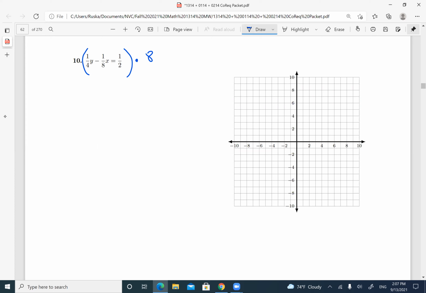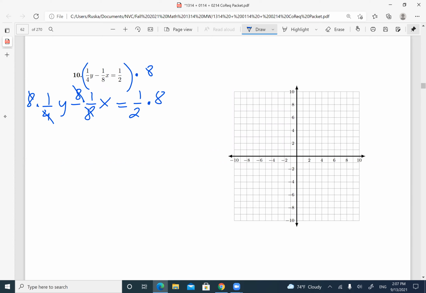So I have 1/4 y, minus 1/8 x, and I'm multiplying by 8, equals 1/2 multiplying by 8. So I'm going to do that first. 8 and 8 cancel. 8 divided by 4 is 2, and 8 divided by 2 is 4. So now no more fractions. I have 2 times 1 is 2y, minus 1x, equals 4. So this is the equation I'm going to follow now.